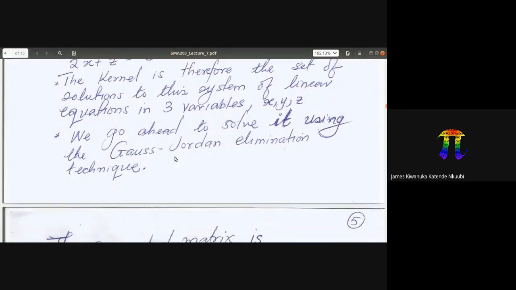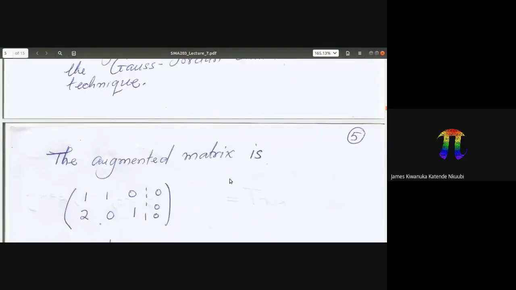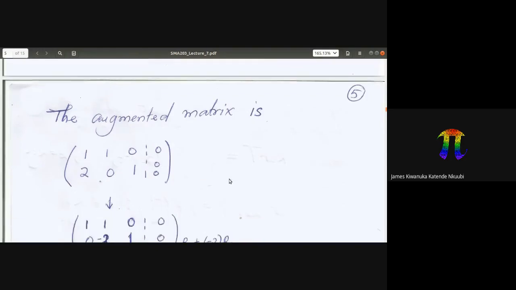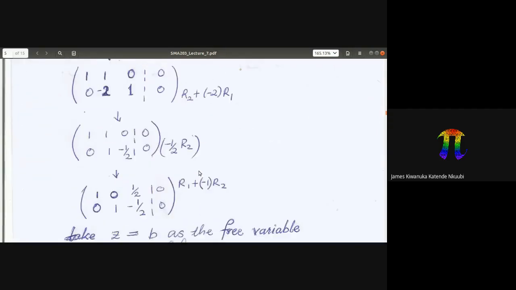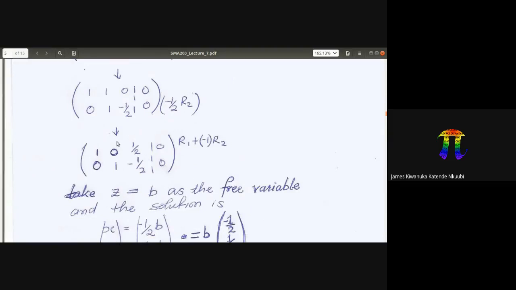We use the row reduction, which is usually called the Gauss-Jordan Elimination technique. So the augmented matrix is this, 1, 1, 0, 2, 0, 1, if you work it out. Then when you apply the row reduction, I believe this is what you'll end up with as your reduced row echelon form. You should double check this.